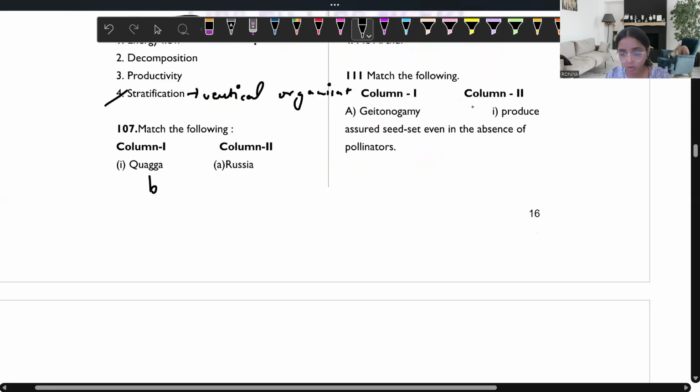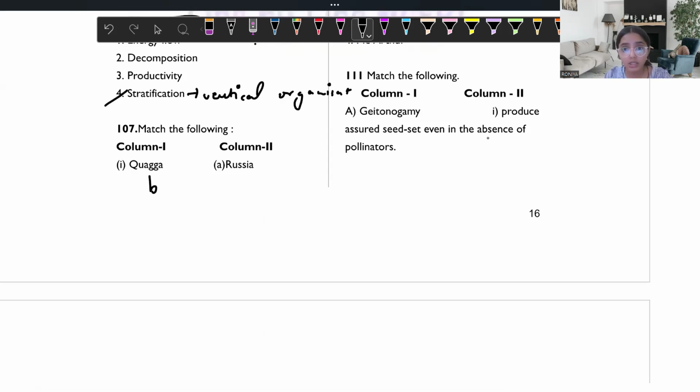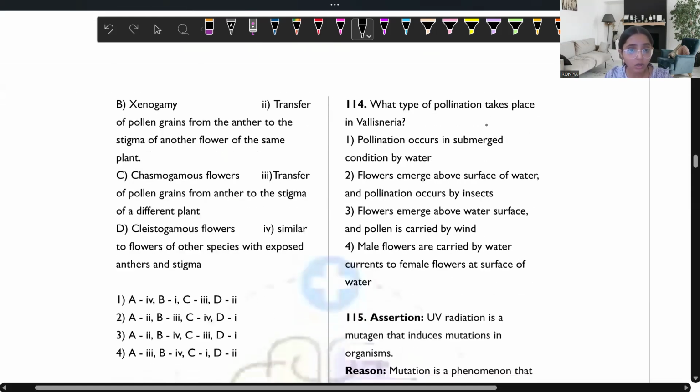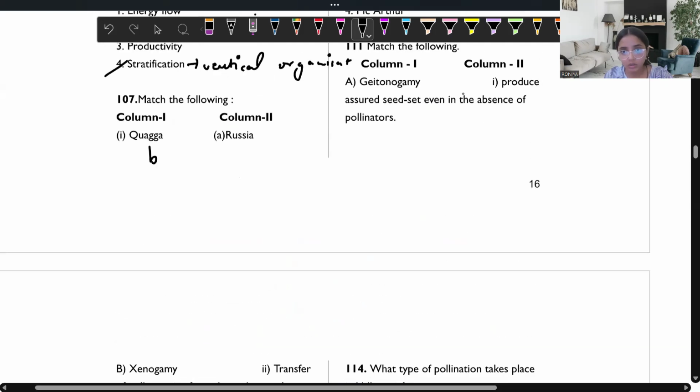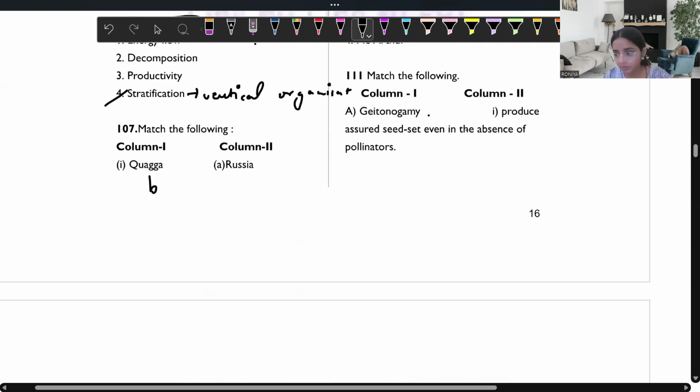So moving on to question 111, what does it say? Match the following. Geitonogamy, then produce a short seed set even in absence of pollinators, xenogamy, chasmogamous flowers, and cleistogamous flowers. Okay, so let us see. Geitonogamy.